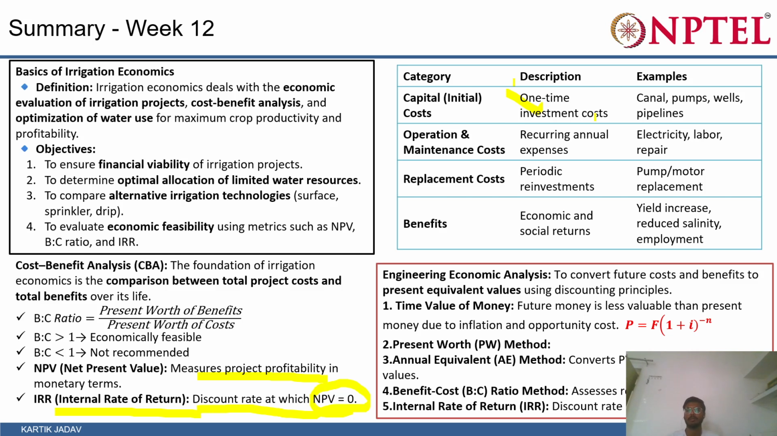Then you have operational and maintenance cost. So this is recurring or annual expenses.